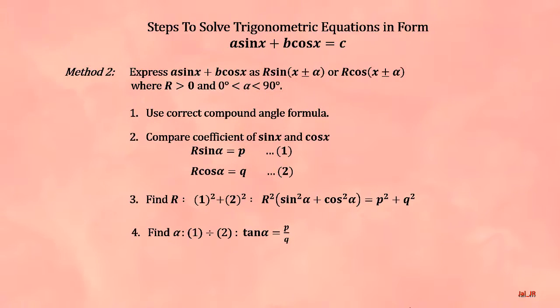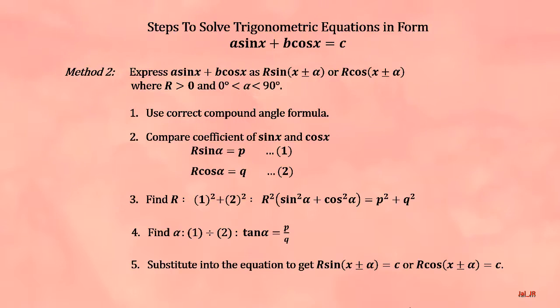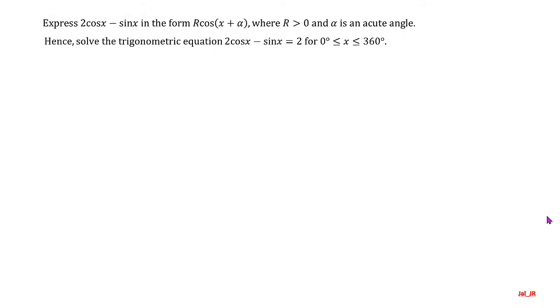Fifth step. Substitute the values of r and alpha into the equation to get r sine of x plus or minus alpha equal to c, or r cosine of x plus or minus alpha equal to c. Last step. Solve the basic trigonometric equation. Let's look at the example.